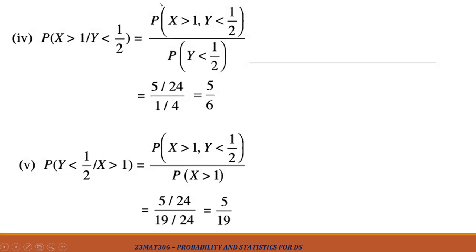This is a conditional distribution. So first we have to expand the conditional distribution formula. P of x comma 1, y less than 1 by 2, whole divided by the probability of y less than 1 by 2. We already know these values. Just substitute here, and we get the final answer.